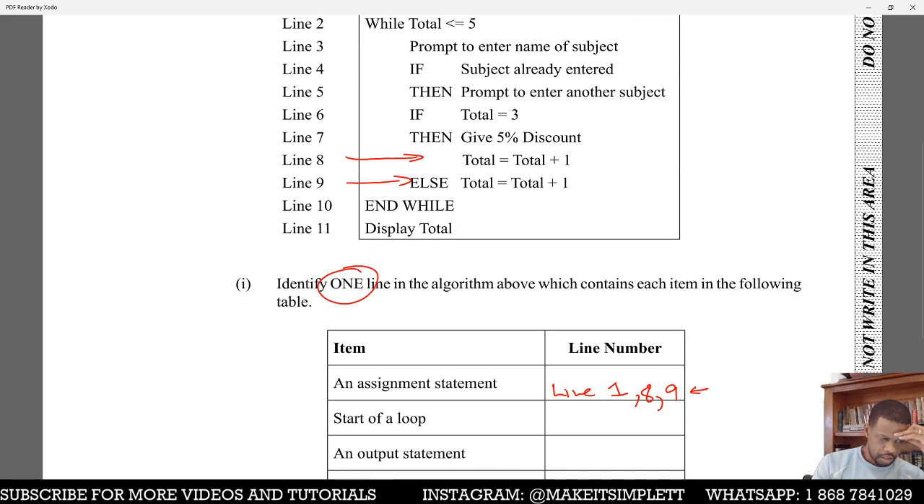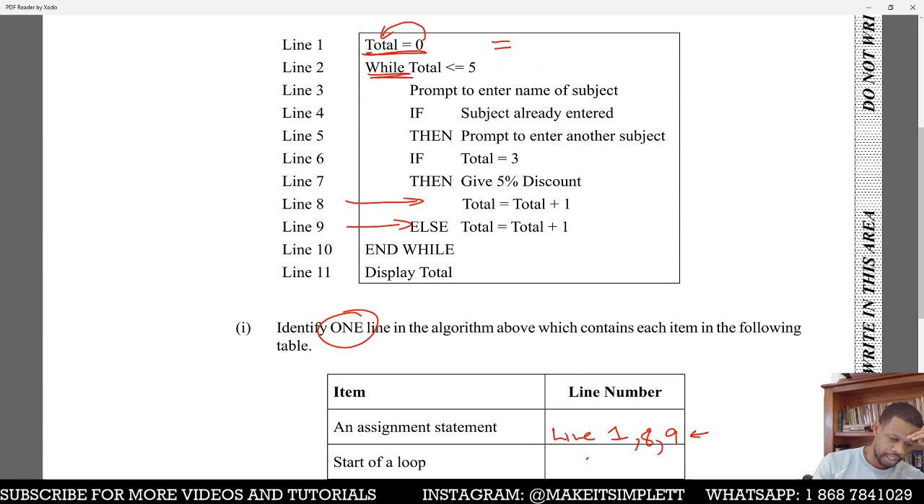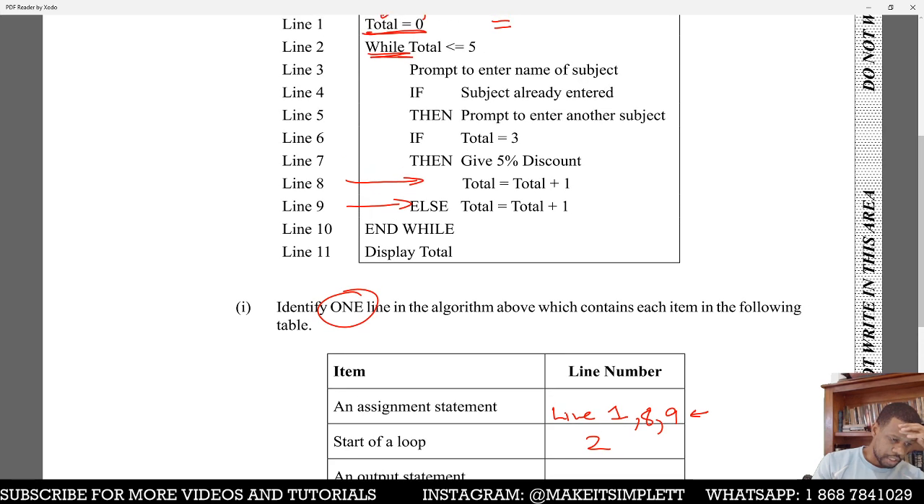Right, the start of a loop is, well, once you see while, that means a loop is starting, so the loop will be line 2. An output statement will be anything that has the word print or display. Here, display is output because you're sending it out for the user to see. So that'll be line 11.